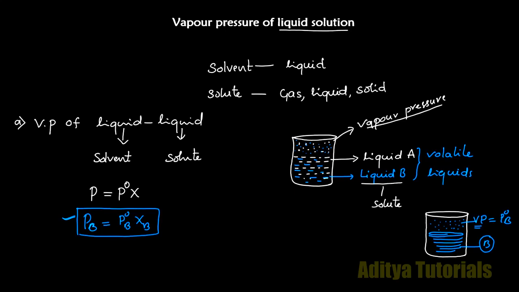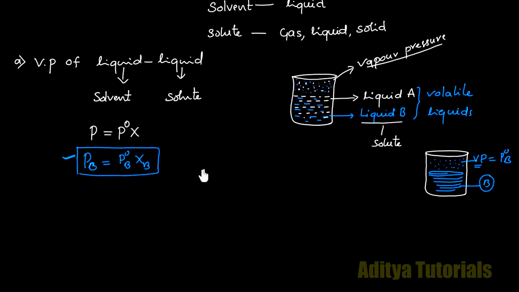Now assume that we want the total pressure of both the liquids. Therefore, I will take the total pressure, P total, which is given by the partial pressure of A, that is P of A, plus the partial pressure of B. But we know that the partial pressure of B is given by this equation, and in the same way we can write the partial pressure of A. So P total is P naught of A into mole fraction of A, plus the partial pressure of B, given by the equation we have here, P naught of B into mole fraction of B.